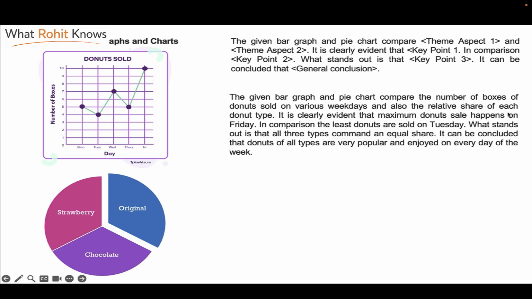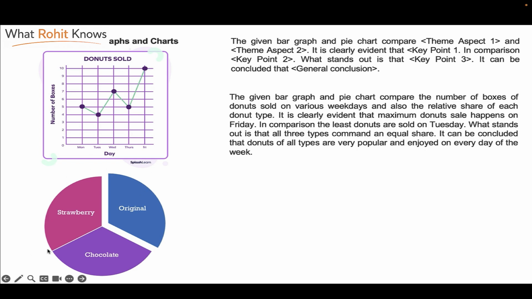So here's an example. The given bar graph and pie chart compare the total number of boxes of donuts sold on various weekdays and also the relative share of each donut type. So I've covered the number of donuts sold from here and the share of donut types from here. So taken care of both the aspects, and then it is clearly evident that maximum donut sales happen on Friday. In comparison, the least donuts are sold on Tuesday.